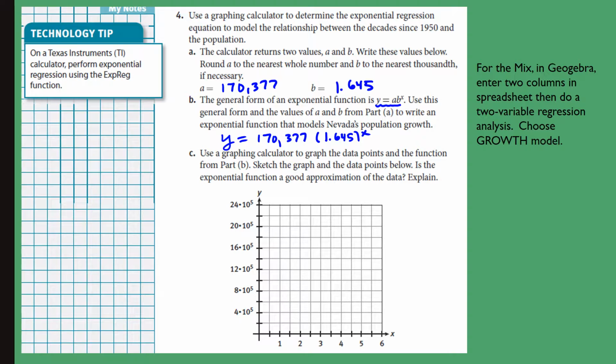And so remember that 4 times 10 to the 5th, here they go again with these scientific notations, but that means 400,000, 800,000, 1.2 million, and so on. So when you sketch from a graphing calculator, you're going to use a similar scale and find approximately the points that we had before.